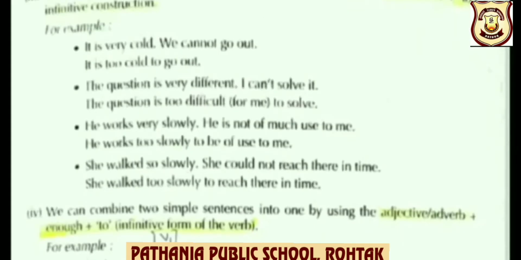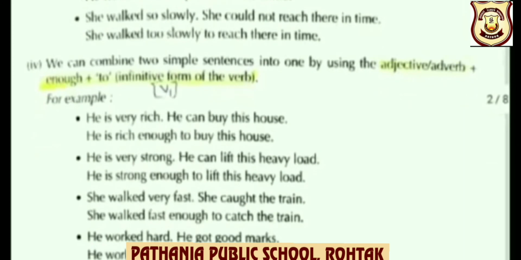Now children, another way of framing two simple sentences into one is by using the construction adjective or adverb plus enough plus to infinitive form of the verb. He is very rich. He can buy this house. He is rich enough to buy this house. So you can see, children, here adjective rich plus enough plus to infinitive, that is to buy.